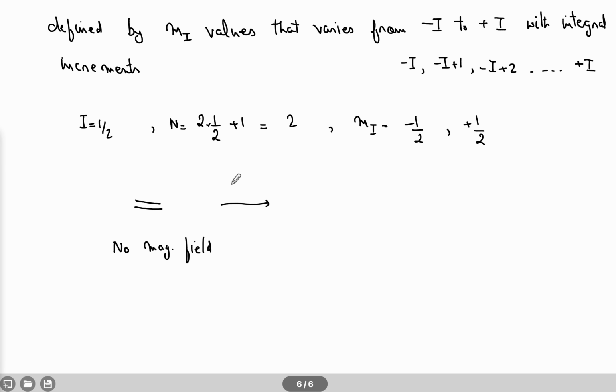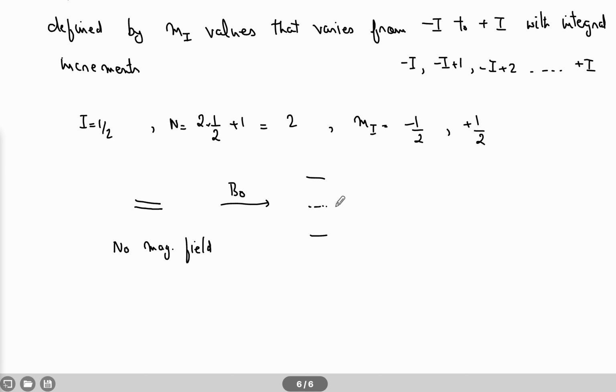However, when you apply B0, the states will split. One of the states will decrease in energy, and the other state will increase in energy, and the degeneracy will be broken the moment you apply B0. But we don't know yet which one is which, whether mI equal to minus half will be the lower state or mI equal to plus half will be the lower state. So how do we know that?